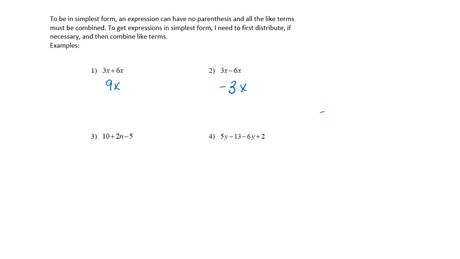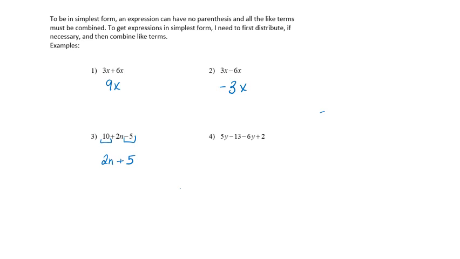Example 3, our like term is 10. 10 is a like term with minus 5. I want us to get in the habit of writing the variables first. So our variable is 2n, and then our 10 minus 5 is a positive 5. Whenever I get a positive, I'm going to write it as addition. If I get a negative, I'm going to write it as subtraction.